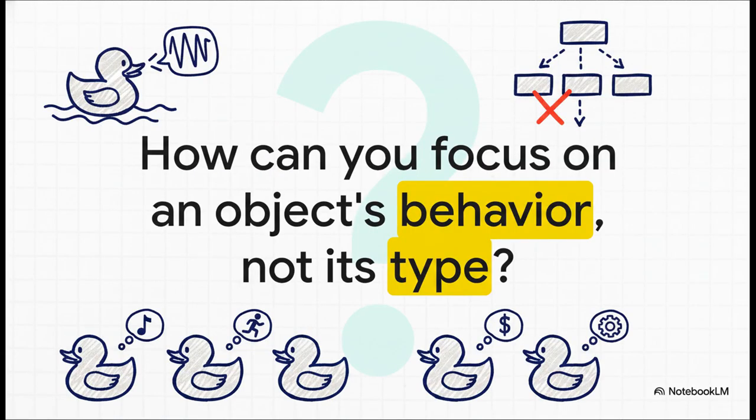So I'll leave you with this one final thought. Take a look at some of your own code, some project you've worked on. Are there places where you've built these really strict, rigid family trees for your classes? And now, knowing what you know, could you simplify it all just by asking, does it quack like a duck? Because focusing on behavior over type, well, that can totally change the way you think about and write your code.